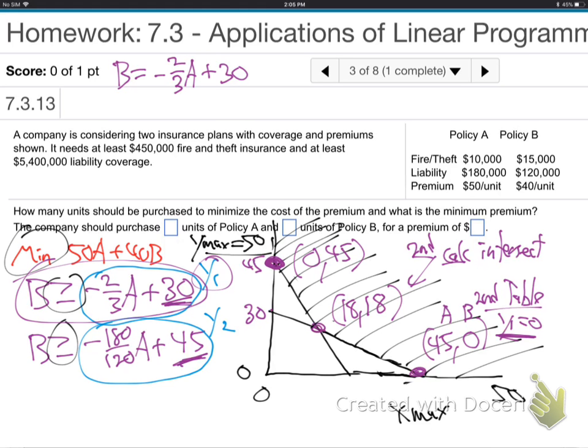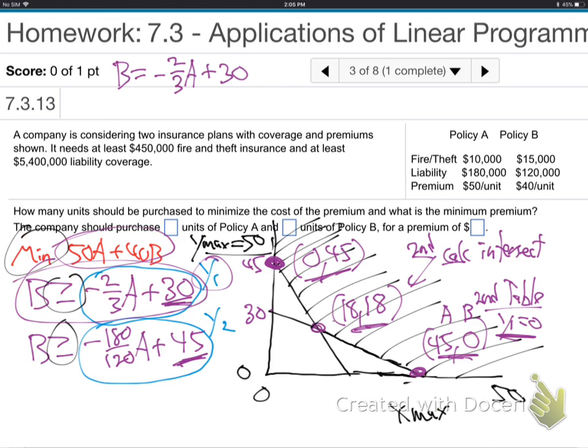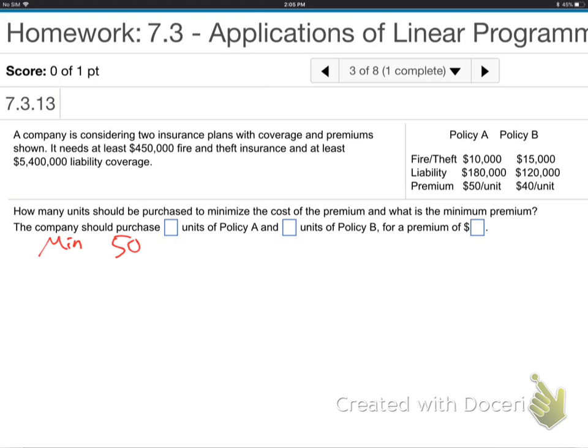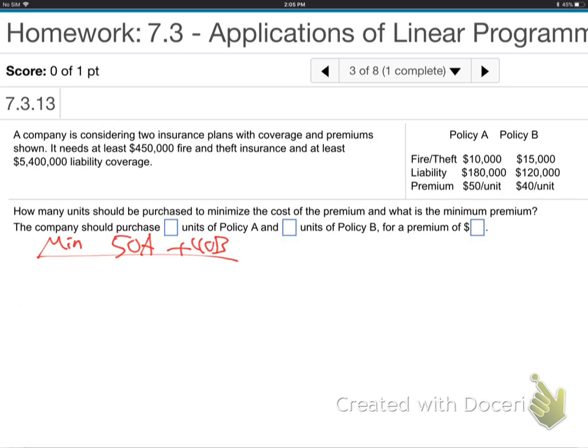All right, we gotta figure out which one of these is the best answer. So we gotta plug this one into what? Into this minimum function, and take the lowest, the minimum, right? So one more screen, and we'll finally be done. So what are we trying to minimize? We're minimizing 50a plus 40b. And what are my options? 0, 45, 18, 18.